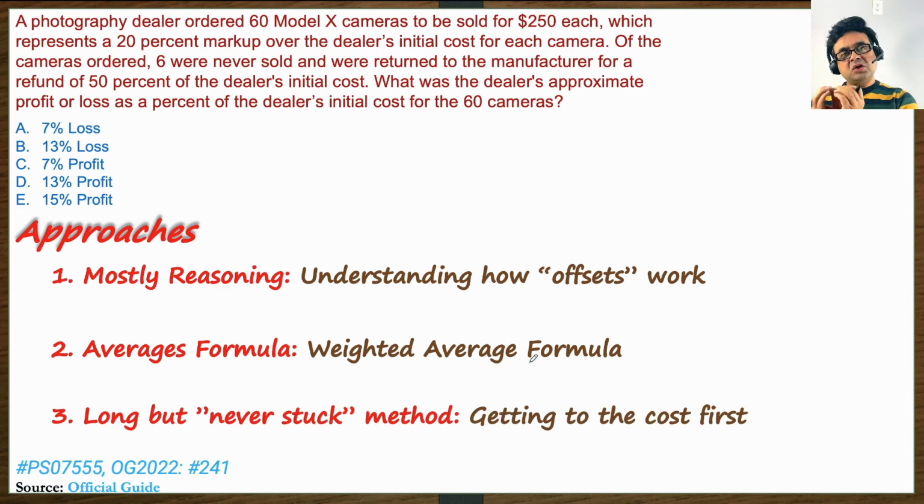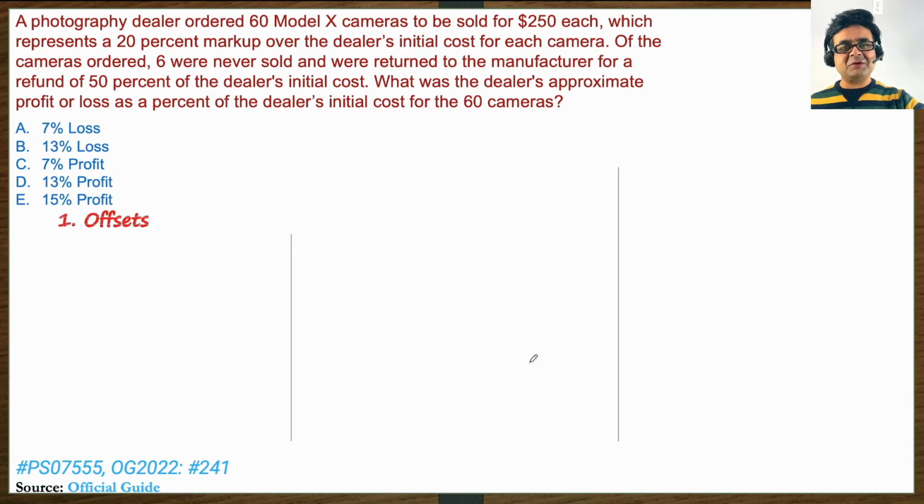And finally, the longer version of the approach, but this is a never stuck method. In this method, you will never get stuck because we talk about where to start and how to move forward in any profit and loss question. We are also going to talk about how to manage calculations when the calculations seem unmanageable or too much in GMAT. So let's get started with method number one, the offsets.